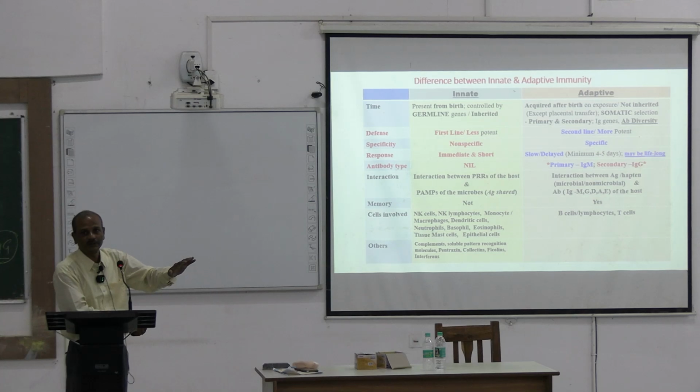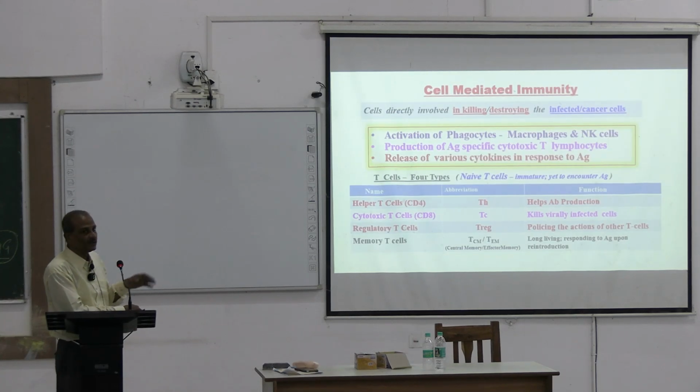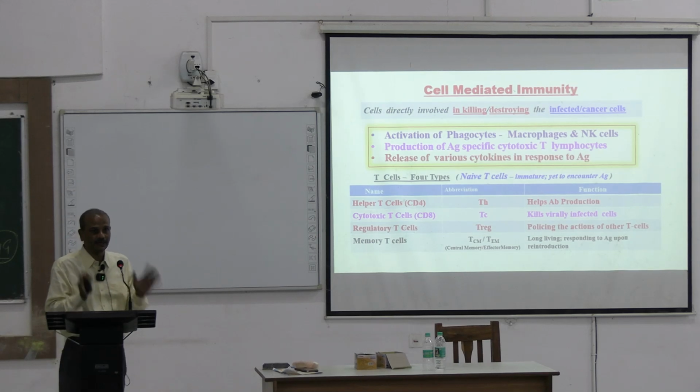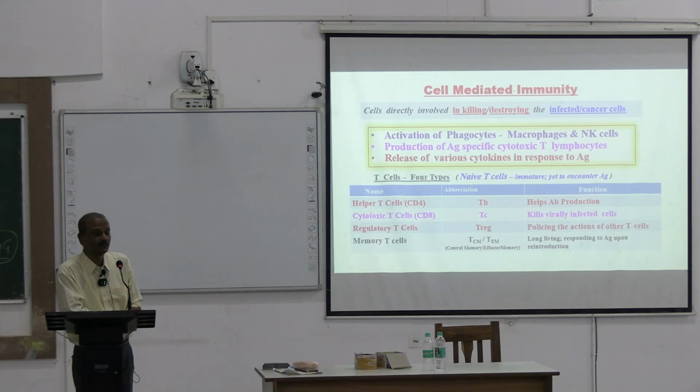Now, this chart will make it very easy to remember all the points. Cell-mediated immunity, I told you three cells are involved: the T helper cell, T cytotoxic cell and regulatory T cells. And of course, just like a B cell in humoral immunity, there will be a memory T cell because it has to handle future infection. It is involved in the direct killing of bacteria, viruses, infected cells or cancer cells. It plays a major role in destroying cancer cells.